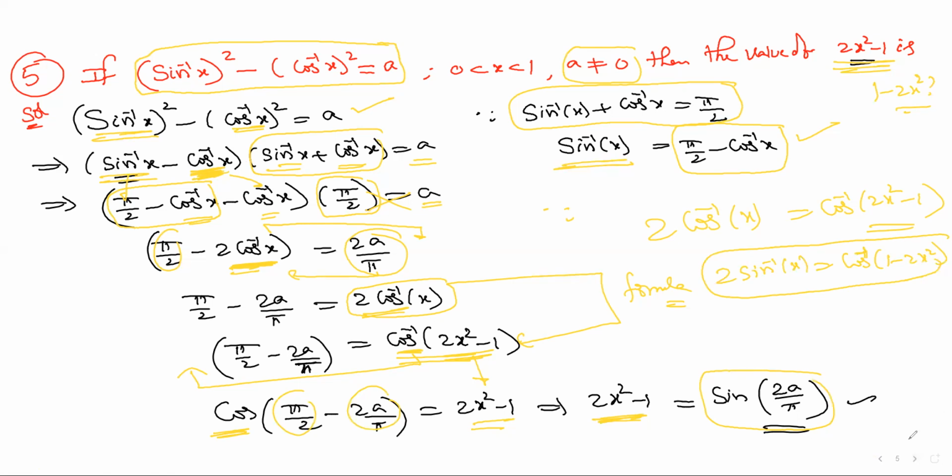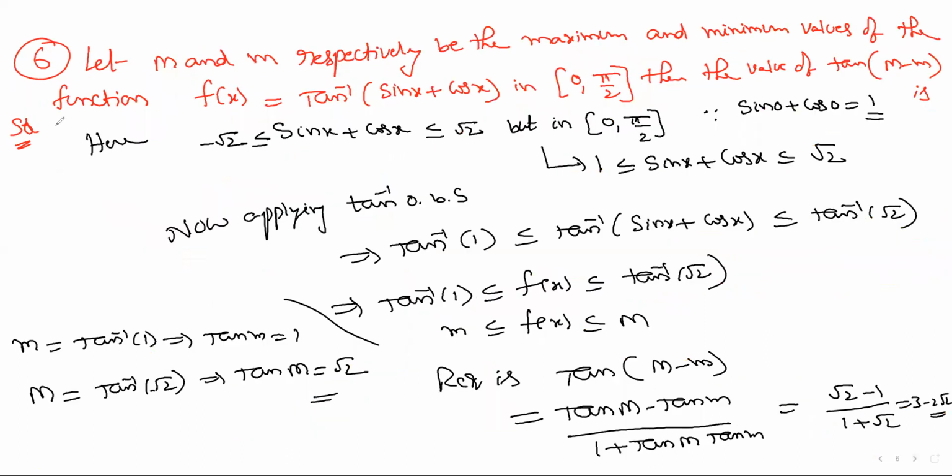Okay, now I am going to explain question number 6. In the statement, small m and capital M are the minimum and maximum values of the function f of x, given in the interval 0 to pi by 2. Then find out tan of maximum value minus minimum value.